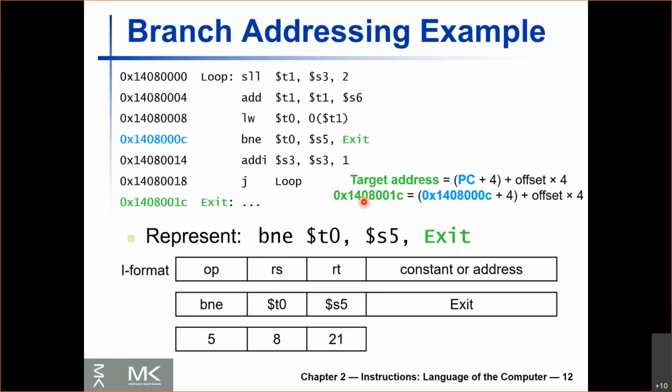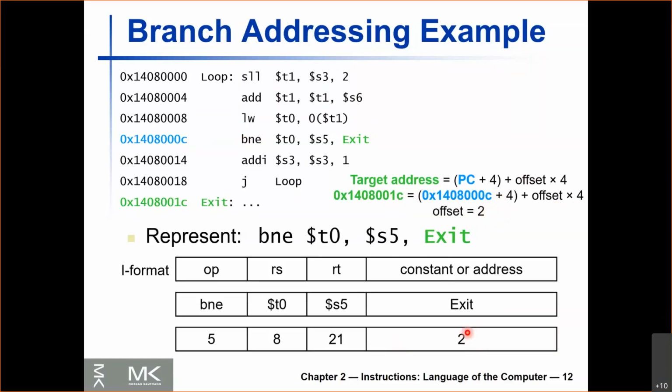So I'm going to be left with C in hexadecimal, which is 12 in decimal. And then I subtract 4, that leaves me with 8 in decimal. And then I divide 8 by 4, and that leaves me with the offset being equal to 2. Okay, this is just simple arithmetic. You can do that on your own. Okay, so the offset is 2. So what I will store in this value is 2.